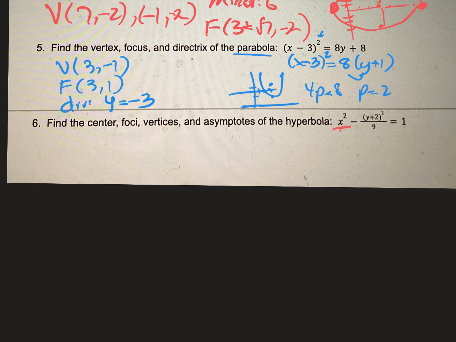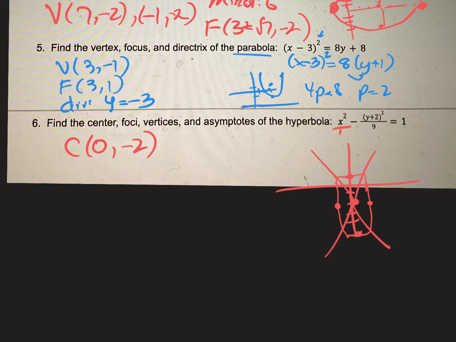Number 6, same type deal, except it's a hyperbola. So first of all, that's going to be a 1 right there. My center is the opposite of what's inside your parentheses, 0, -2. This hyperbola rough sketch here: a center 0, -2, which is right there. I'm going to go 1 to the right, 1 to the left. I'm going to go up 3, down 3, because that's what's underneath my 9 there. My box would look like this.